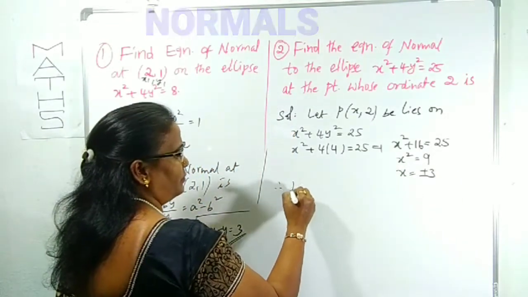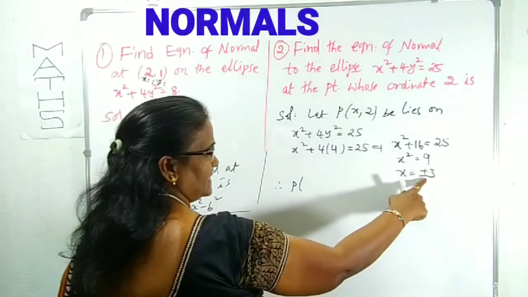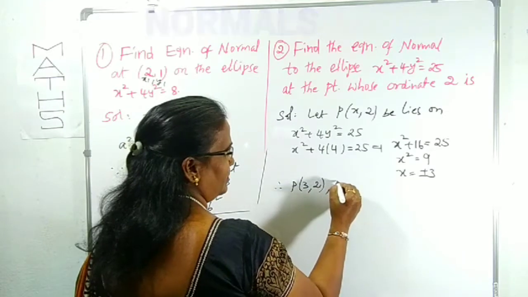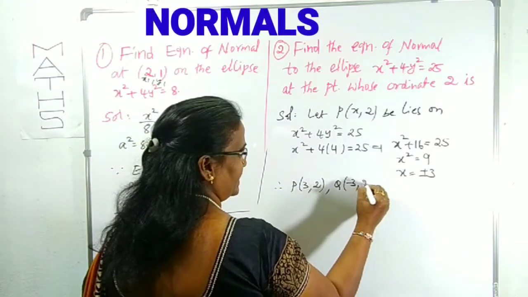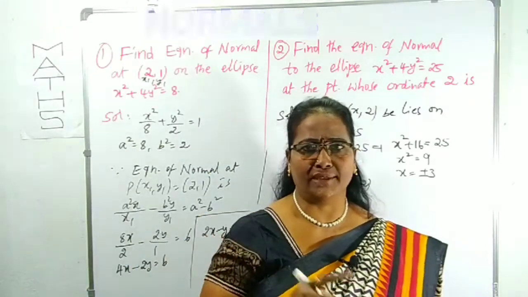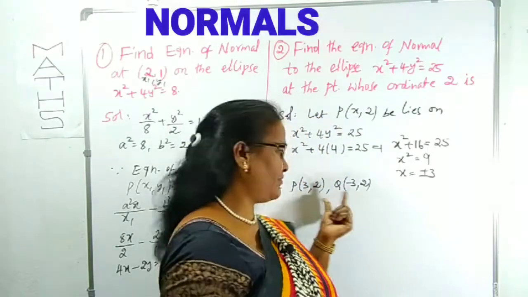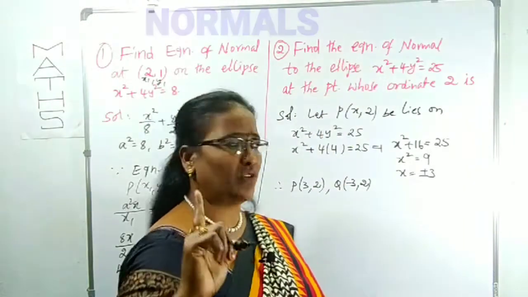Therefore, what are the points? We got two points. The first point is P, where x is 3 and y is 2. The second point, say Q, is x equals minus 3, y equals 2. Whether it is positive or negative is not mentioned. We have to find the equation of normals at these two points. He is asking only for an equation, so one is enough.